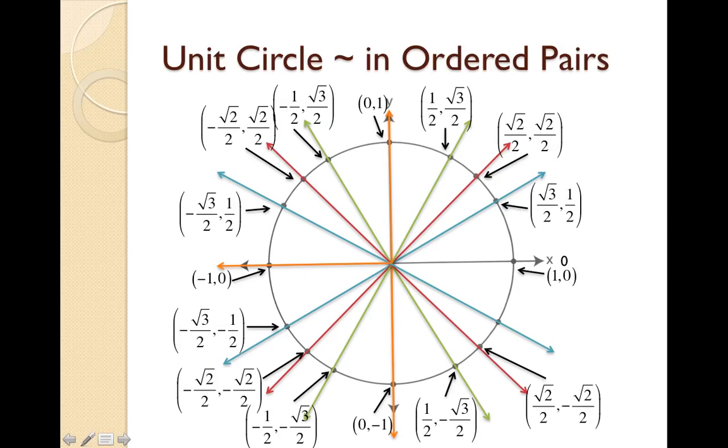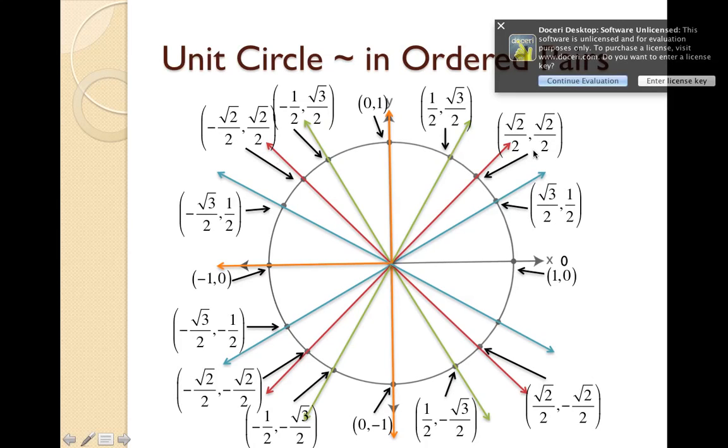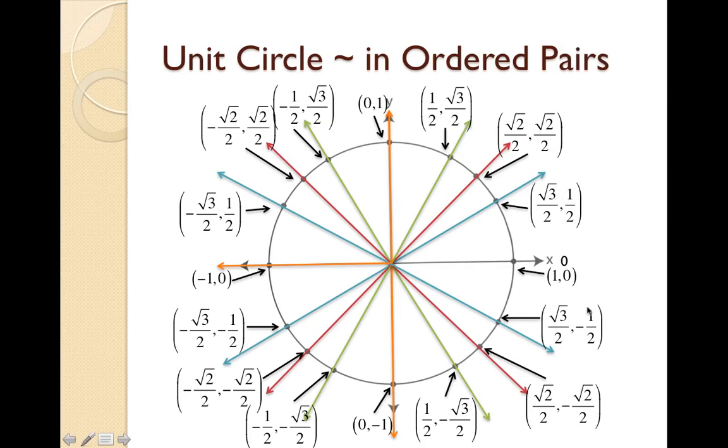And then we would have our 7 pi over 4, which will have a reference of pi over 4, so that's going to go with this one. Again, just make the y negative in the fourth quadrant. And finally, we have our 11 pi over 6, so our reference would be pi over 6. Again, numbers are the same, just making the y coordinate negative.